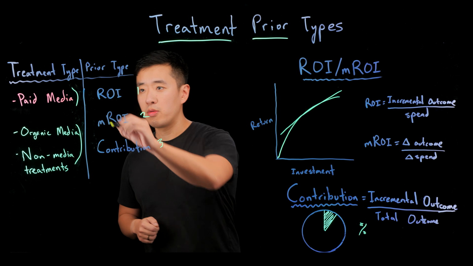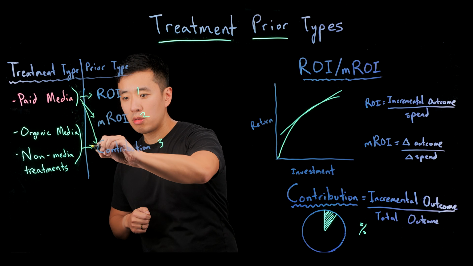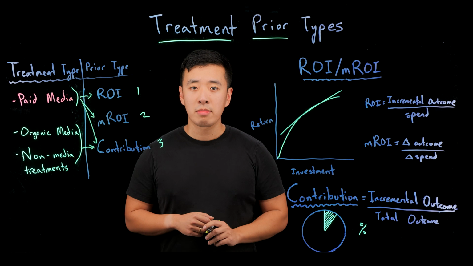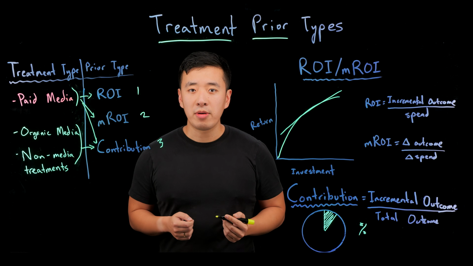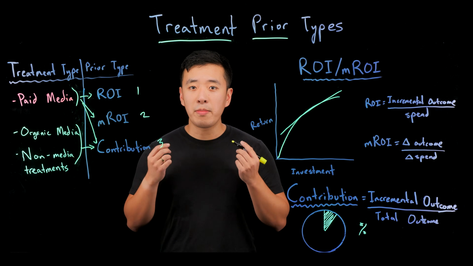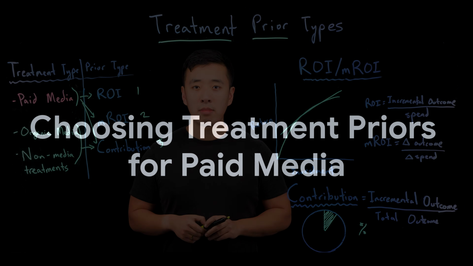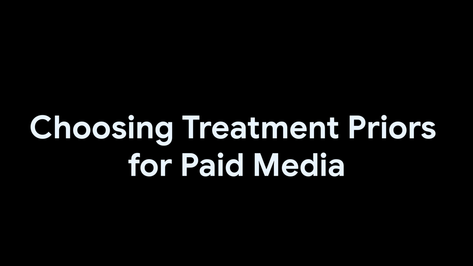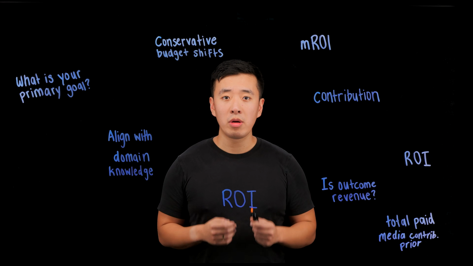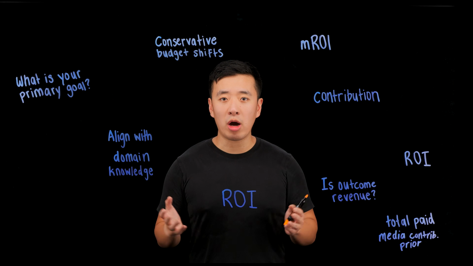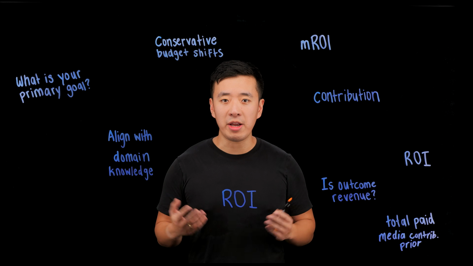So, how do you choose? If it's organic or a non-media treatment, use the contribution prior type. Since you lack spend, this is the most intuitive quantity for setting an informed prior. However, for paid media, you often have more options to choose from. Let's use a simple decision tree to illustrate this logic for paid media.